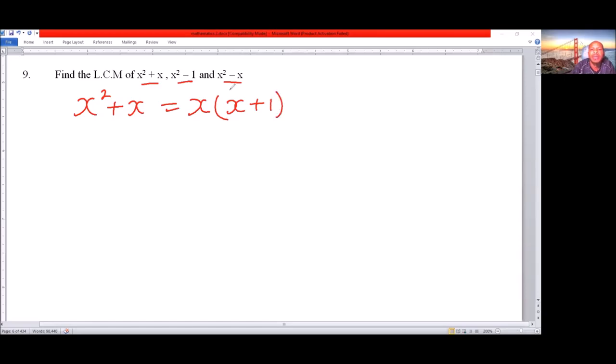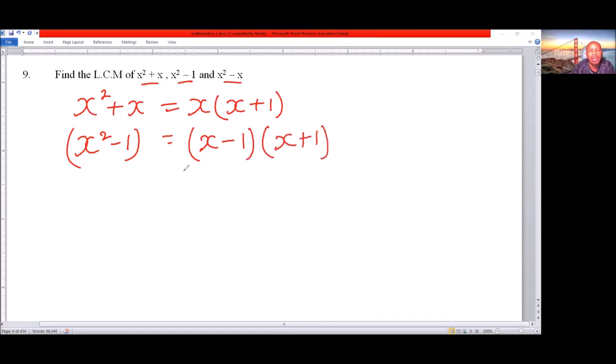Then we have the second one, we have x squared minus 1. 1 is the same as 1 squared. So we can say this is a difference of 2 squares, which we can write as x minus 1 and x plus 1. And finally, we have x squared minus x. We can factor out x and we will be left with x minus 1. So that's how we will factor out.